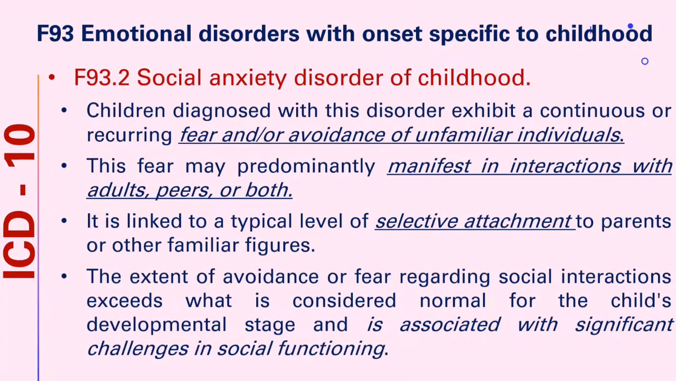Social anxiety disorder of childhood. Children diagnosed with this disorder exhibit continuous and recurring fear and/or avoidance of unfamiliar individuals. So they have social anxiety for strange persons. This fear may predominantly manifest in interactions with adults, peers, or both. It is linked to a typical level of selective attachment to parents or other familiar figures. So they are attached to parents or other close ones, but not to distant persons or strangers. Significant challenges in social functioning are expected in social anxiety disorder of childhood.